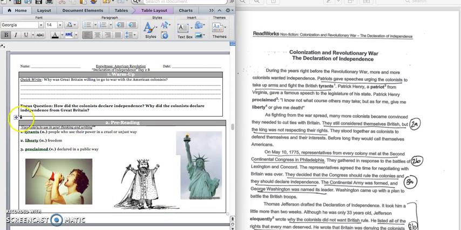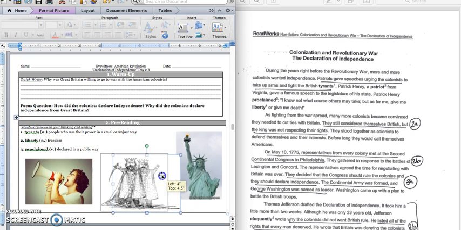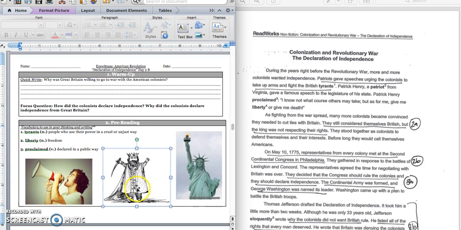It says, how did the colonists declare independence? Why did the colonists declare independence from Great Britain? Our vocabulary words today are tyrants, and those are people who want power in a cruel way. So you would draw an arrow to this king that has the sword. He kind of looks evil. He looks like a tyrant.